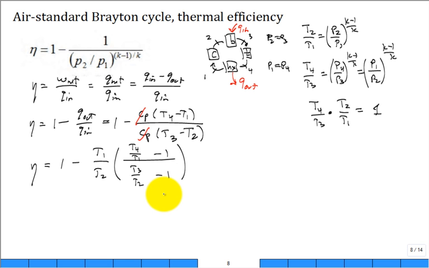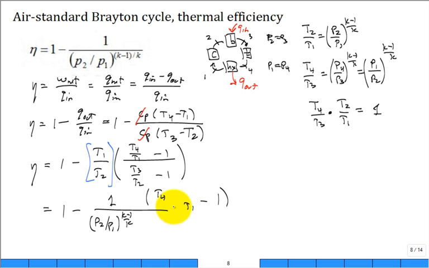That doesn't seem like it's all that efficient, but I can replace T1 over T2, right? So if we do that, we have 1 minus, and then we'll put P2 over P1 to the K minus 1 over K down here. And we're left with T4 over T1 minus 1, I'm kind of writing it a little funny here, divided by T3 over T2 minus 1.